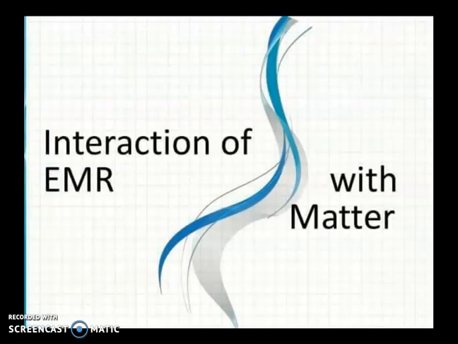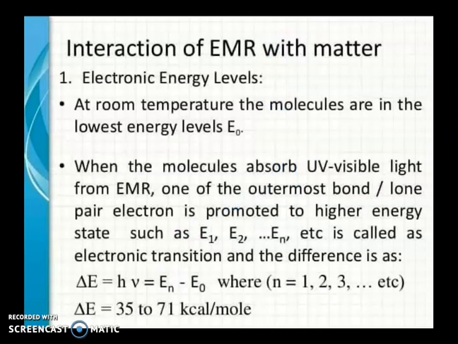Interactions of electromagnetic radiation with matter: electronic energy levels. At room temperature, molecules are in the lowest energy levels. When the molecule absorbs UV visible light from electromagnetic radiation, one of the outermost bond or lone pair electrons is promoted to higher energy states such as E1, E2, which is called an electronic transition, and the difference is delta E = h nu = En minus E0, where n is equal to 1, and the energy is this amount.